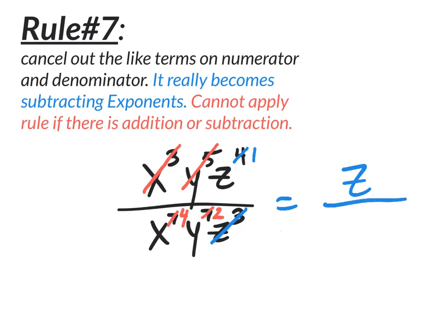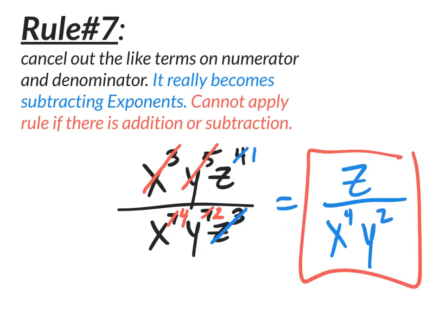And on the bottom, what's left over? X to the 4th, Y to the 2nd, and that's it. Ladies and gentlemen, that is your answer. That is applying Rule 7.